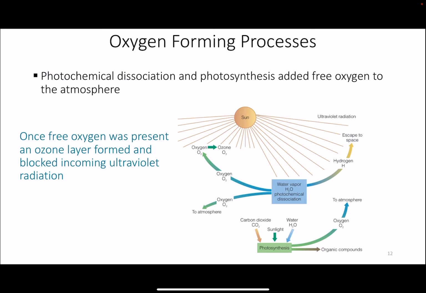So the other process is photochemical dissociation. Once you get a bit of oxygen and other products building up, you can get oxygen present in the atmosphere. Once you have oxygen present in the atmosphere and you have sunlight, you can form ozone. And this turns out to be super important because once you had free oxygen building up and you could form an ozone layer, ozone acts to block incoming ultraviolet radiation. Ultraviolet radiation can be very harmful to a variety of organisms. So it's really important to develop an ozone layer.